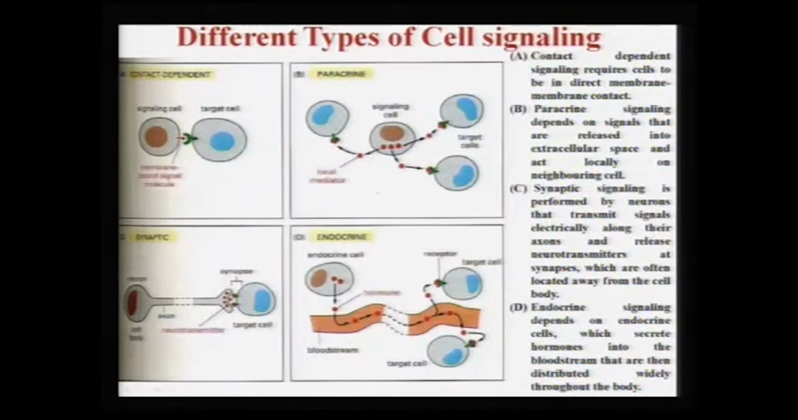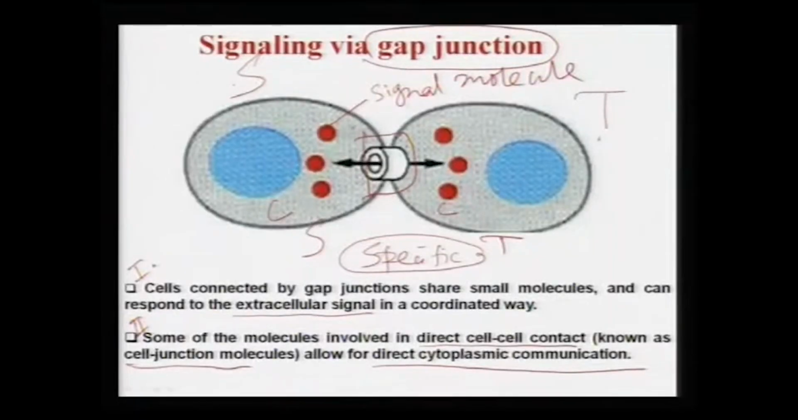So, that is the paracrine. Now, here you can see the first one is contact dependent. This is your signaling cell S and this is your target cell T. From the signaling cell, the signal molecules, you can see the membrane bound signal molecule, the red one, and this is your target cell, the green one is your target cell surface receptor. They will get attached to the cell surface receptor on the target cell, and then they will cause some changes in the target cell T.